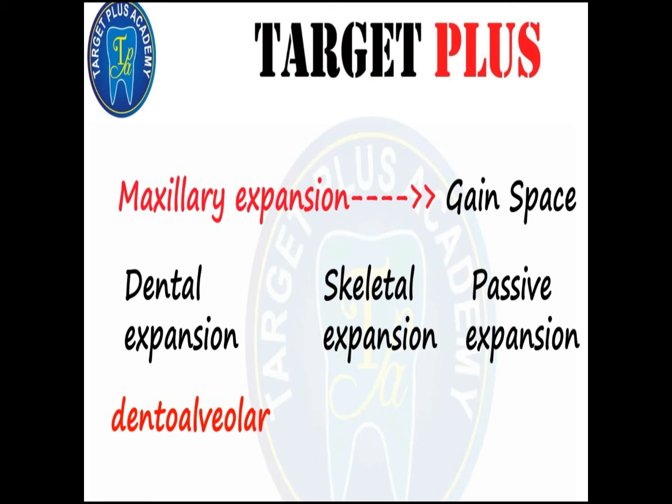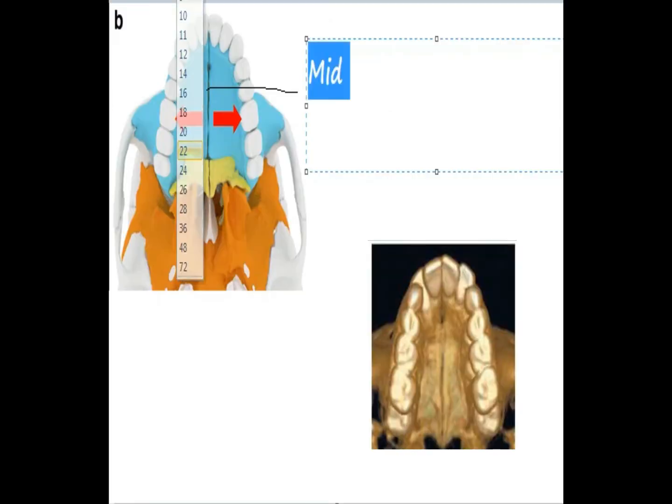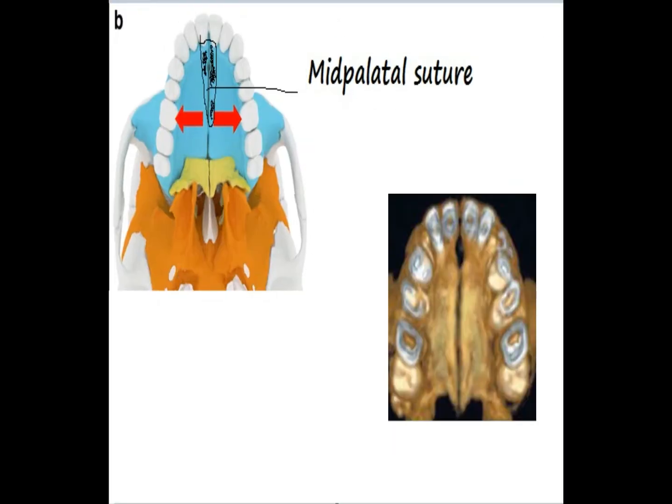Now skeletal expansion, the changes are skeletal in nature rather than mere tipping of the teeth buccally. This type of expansion is rapid maxillary expansion. This type of expansion will result in the separation of the mid-palatine sutures.